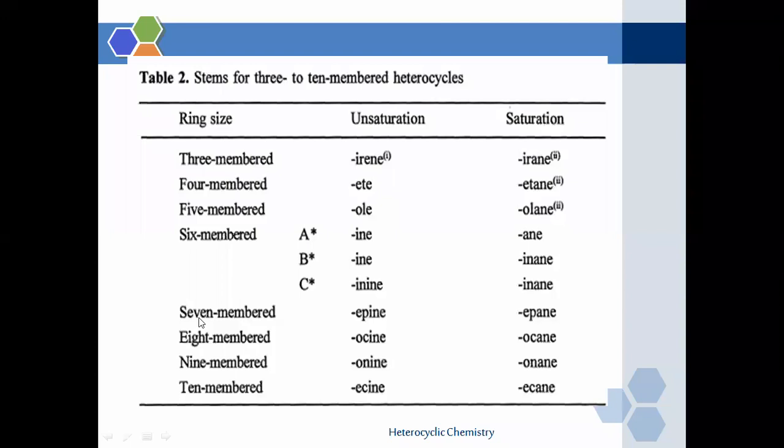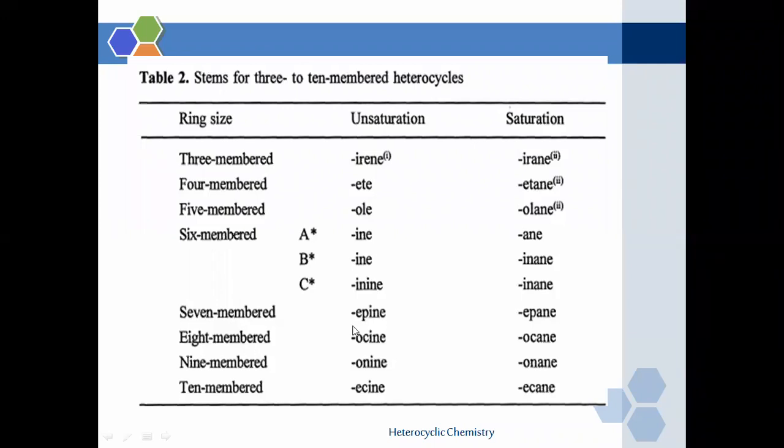What type of prefix am I going to use? Oxa as a prefix. And if our structure contains 3 carbon atoms, which is unsaturated, what is the name of the compound? Oxirene. And if the compound is saturated, then the name of the compound is oxirane. Will you get it? Likewise, we are going to give the name to the compound.